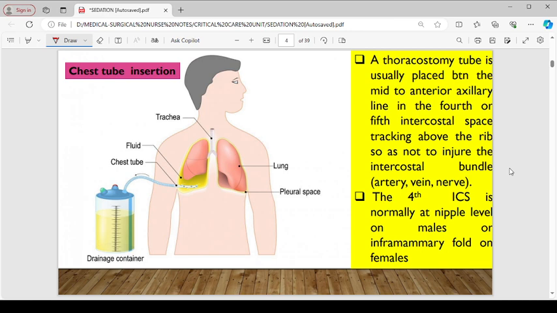Number two, we have chest tube insertion. For chest tube insertion, a thoracotomy or thoracostomy tube will be placed between the mid to anterior axillary line in the fourth intercostal space, tracking above the ribs so as not to injure the intercostal bundle that consists of the artery, vein, and the nerve. Usually the fourth intercostal space is at the nipple level for males and the inframammary fold for females.